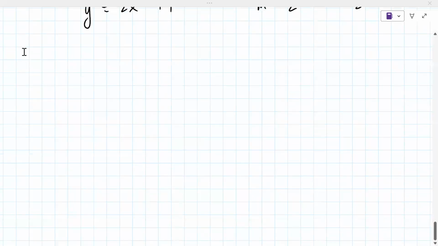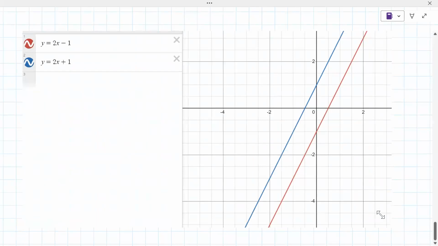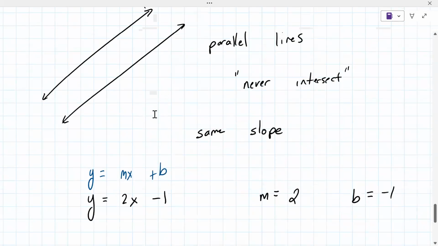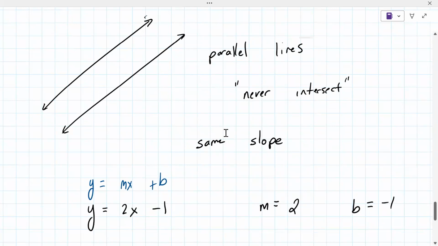But these lines here, they have the same slope. And do they appear to be parallel? Yes, they never intersect. The only thing different about them is the b value. So the main takeaway from this part of the lesson is that parallel lines have the same slope. Okay. And we're gonna write some equations, we're gonna solve some equations, and so on.